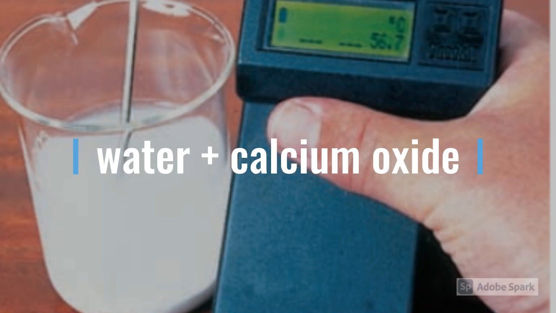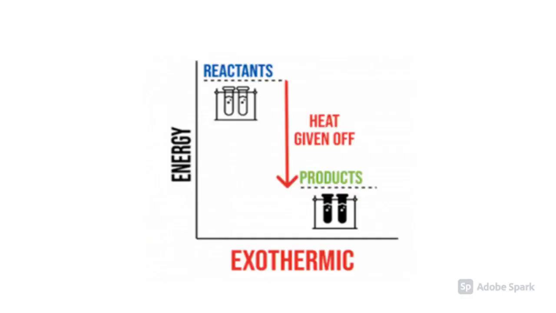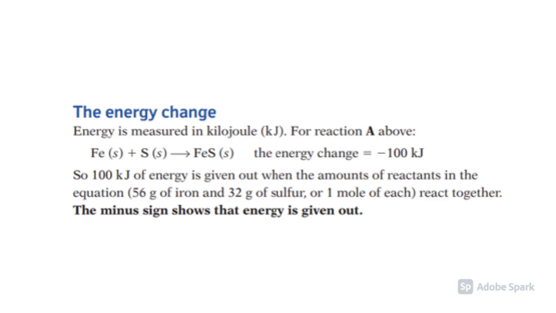Here, the temperature rise is being measured using a data logger. The chemical name for the lime is calcium oxide. So in an exothermic reaction, the products have lower energy than the reactants, and this is shown on this energy level diagram. Energy is measured in kilojoules.